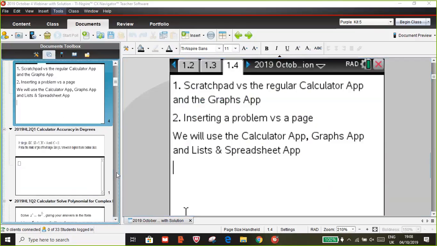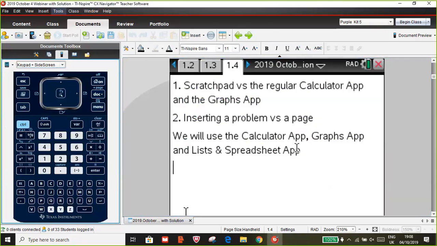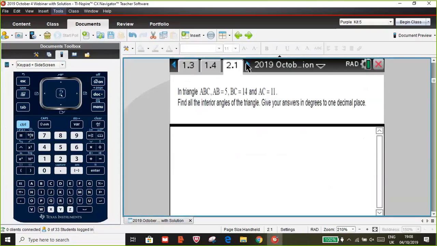And there is actually a difference in using a problem and a page. If you notice, my presentation here, the pages, the tabs, this is 1.4, and then later on it'll be 2.1. Basically, there's a difference because the first number stands for the problem number, and the digit after the dot is basically the page number.